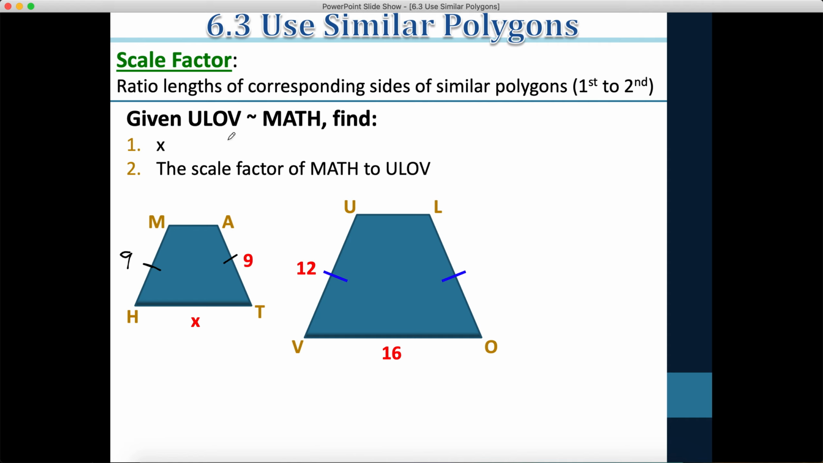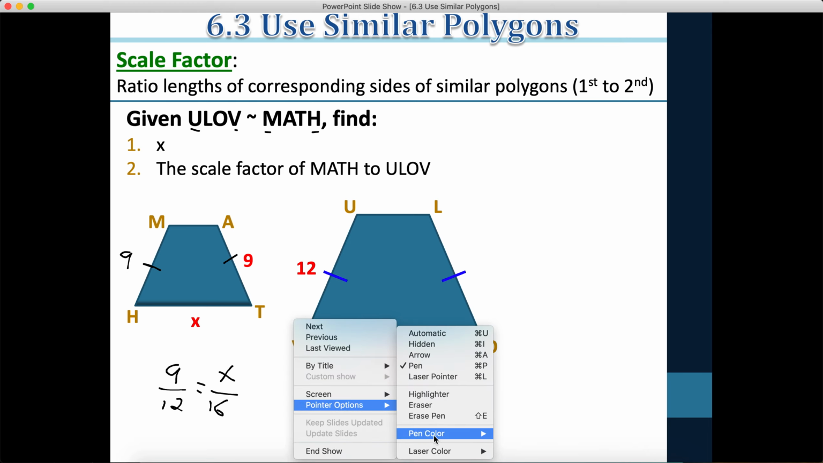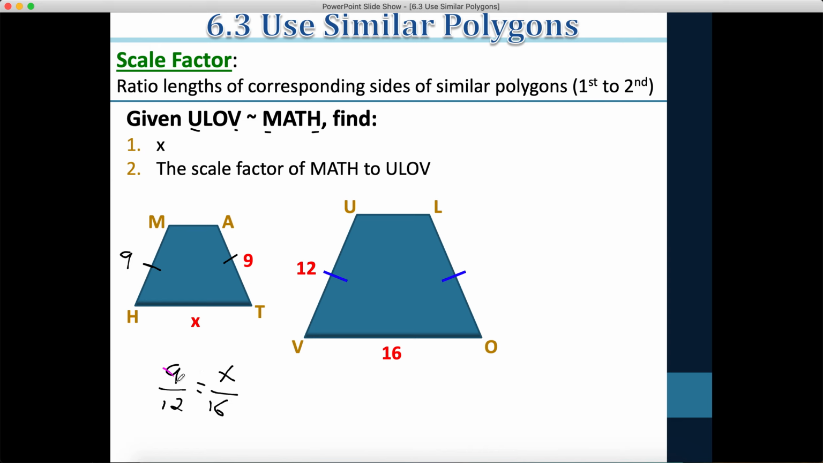So if I want to set up a ratio that lets me solve for x, I could set this up in different ways, but suppose I want to look at the ratio of small to big. I could say that 9 to 12, because UV would be the first and the last, and that corresponds with MH. So MH to UV is 9 to 12, as is HT, which I'm calling X, to VO, which is 16. So from here, there's a couple things I could do, like you can cross multiply. If you want to make life easier, you could reduce this first, and get 3 to 4.